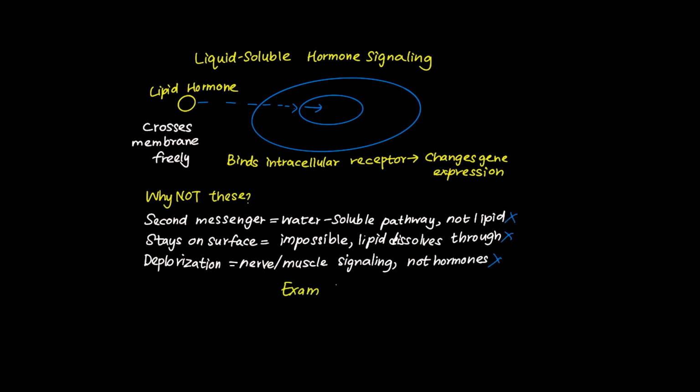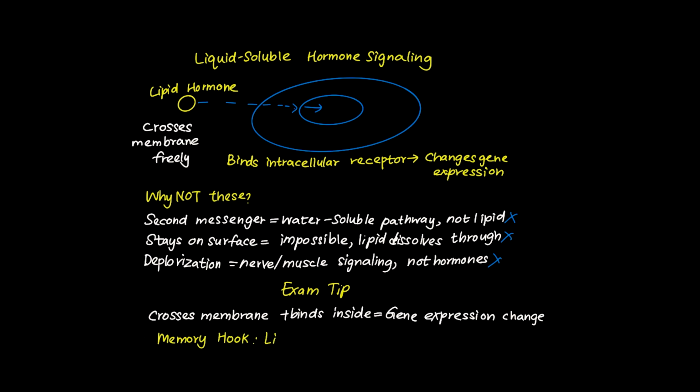Here's a WGU D312 OA exam tip for you. When a question says a hormone crosses the membrane and binds inside the cell, the result is gene expression change. That's the lipid-soluble pathway. Quick hook: lipid, lipo, fat, floats through fat membrane, gene change.